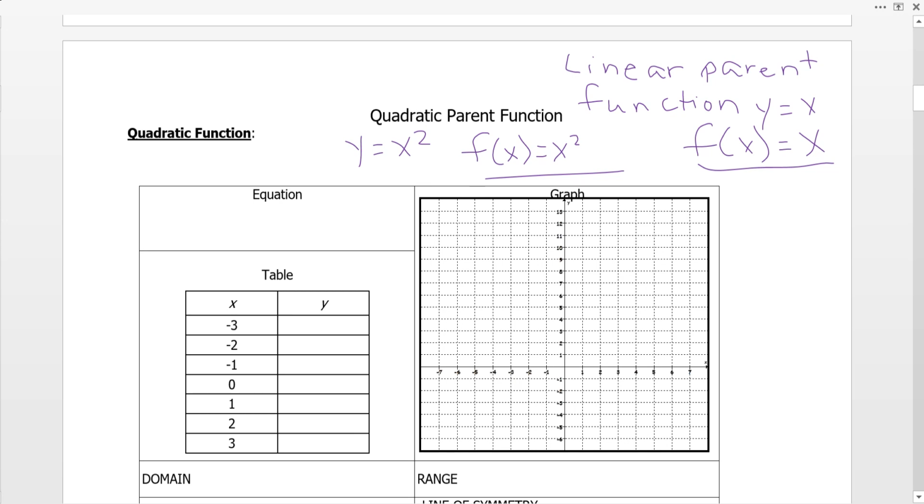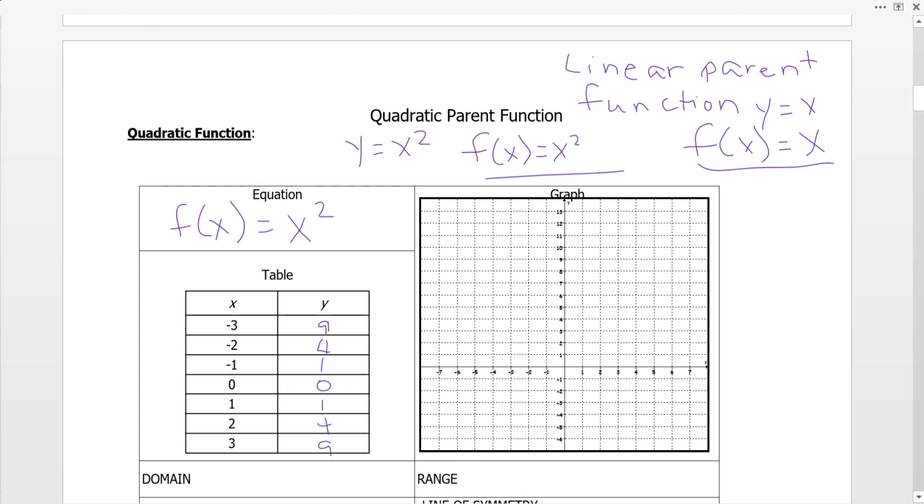So let's write the equation since I just did. Okay, so let's do the table. If we're going to put our x values into our equation and square them, our y values are going to be squared. And if it's a negative number, -3 times -3, it's going to be positive. So y is never negative when you're talking about a square. So we have 9, 4, 1, 0, 1, 4, 9.